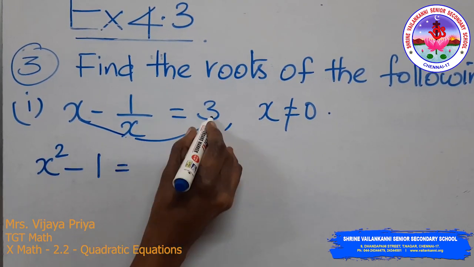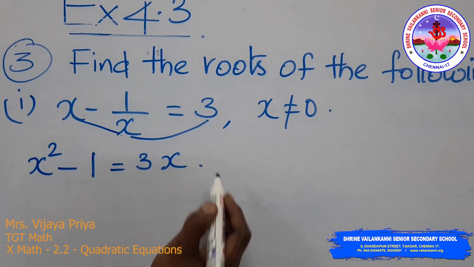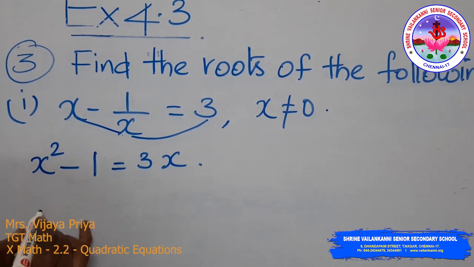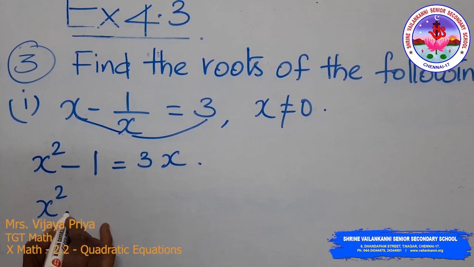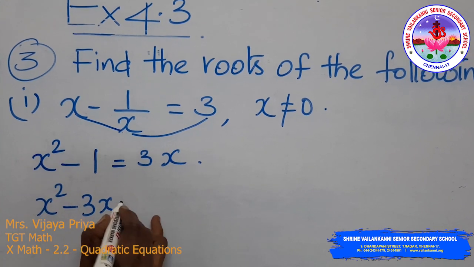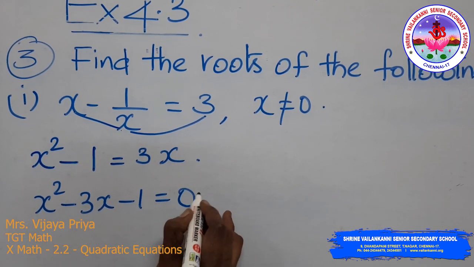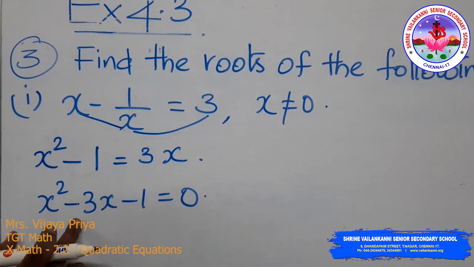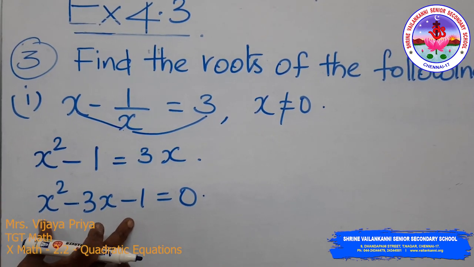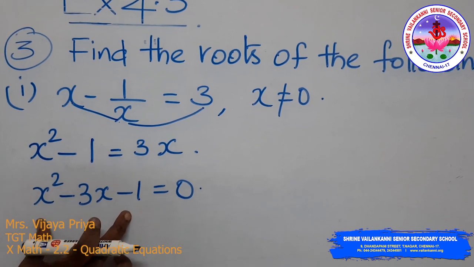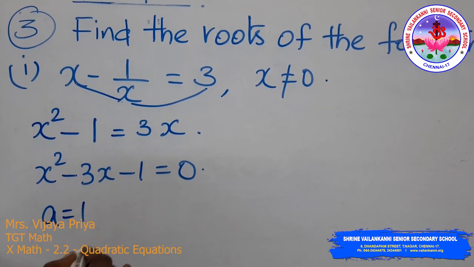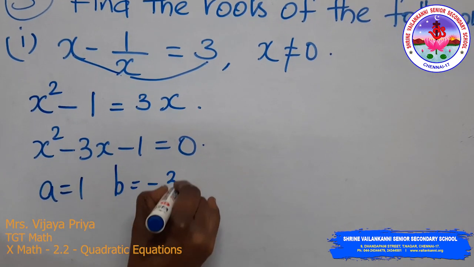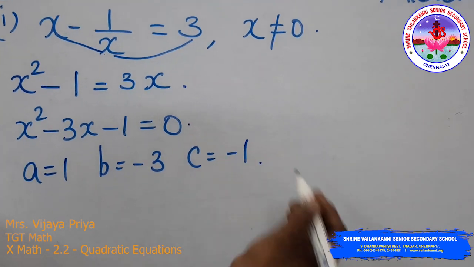So I will get 3 into x, 3x. So bringing this 3x to this side, you will be having x squared minus 3x minus 1 is equal to 0. Thus I have brought the equation into quadratic form. Now I am going to use my formula, where a is equal to 1, b is equal to minus 3, c is equal to minus 1.